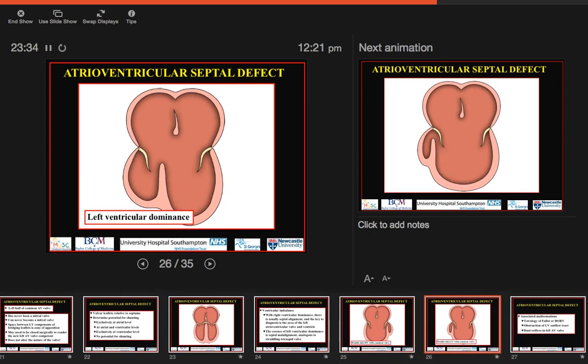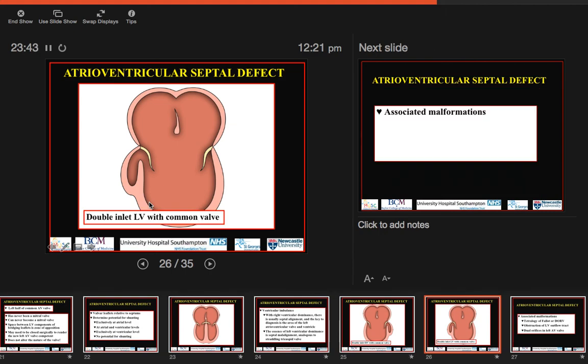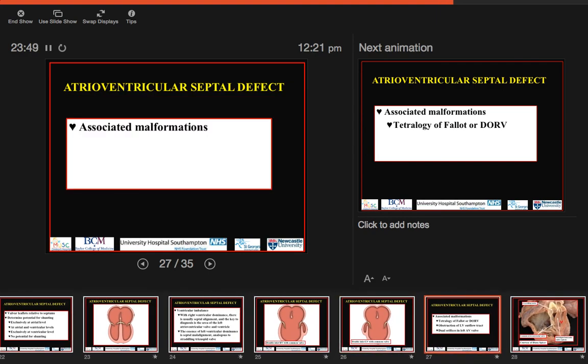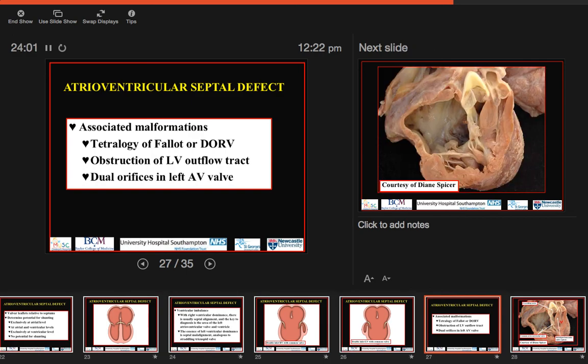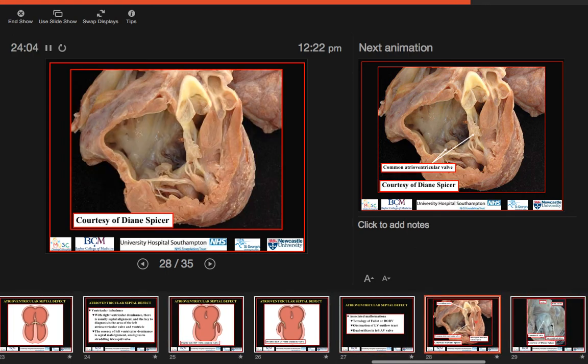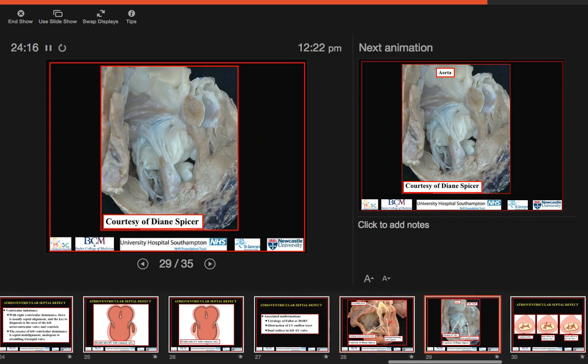On the other hand, when you have left ventricular dominance, then you truly do have malalignment between the septal structures, and the end point of that is double inlet left ventricle with common valve. Don't forget the associated malformations, because the common AV junction can coexist with tetralogy or double outlet. It's particularly prone to obstructions in the left ventricular outflow tract, and we can have dual orifices in the left AV valve. So here is another of Diane Spicer's lovely pictures showing you common AV valve, overriding aorta, malaligned muscular outlet septum, tetralogy of Fallot.